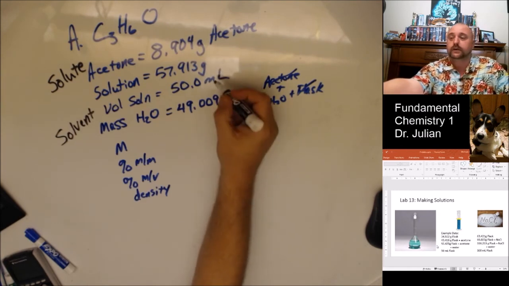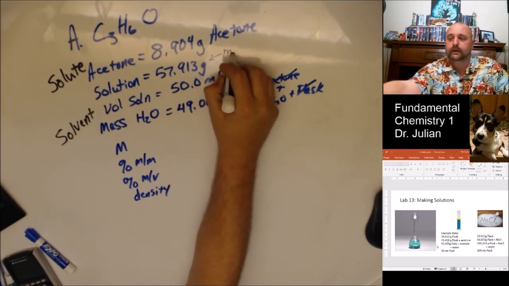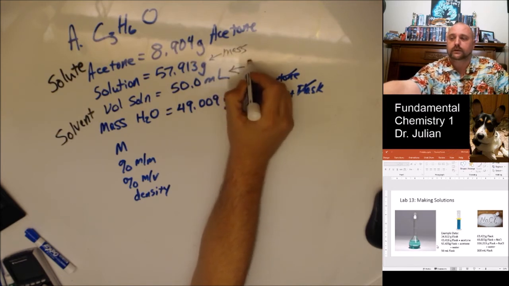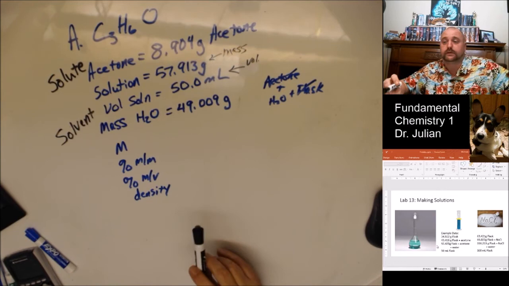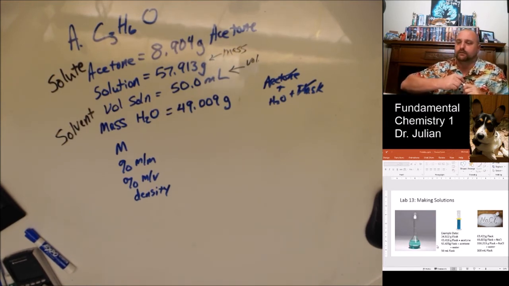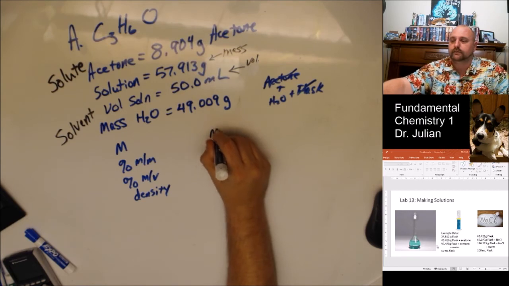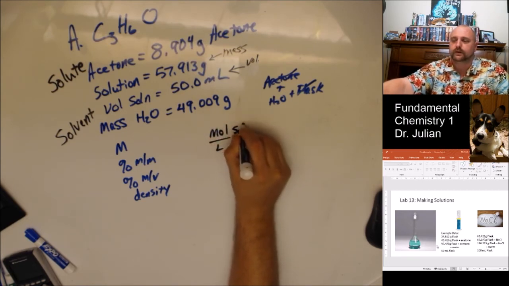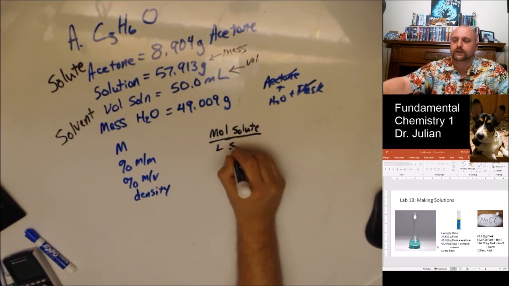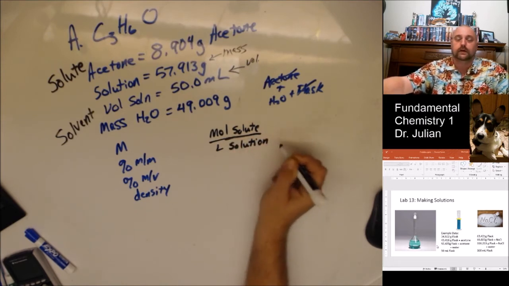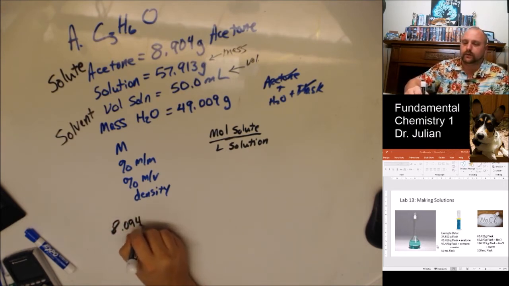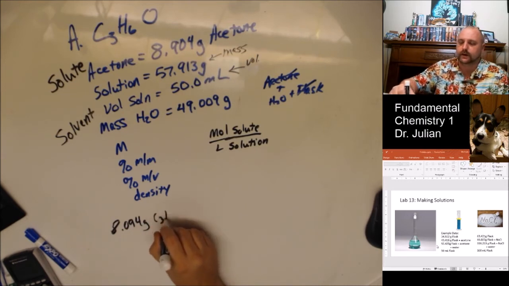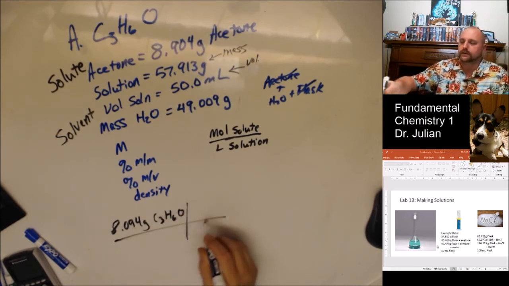Be careful on these units. This is mass. And milliliters is telling me volume. Alright? I don't have the volume of solution or the volume of the solute, but we don't really need those. Alright, so molarity. Molarity then is moles over liters. It's moles of solute over liters solution. Alright, I need to take my 8.904 grams of acetone, C3H6O, and convert that to moles.